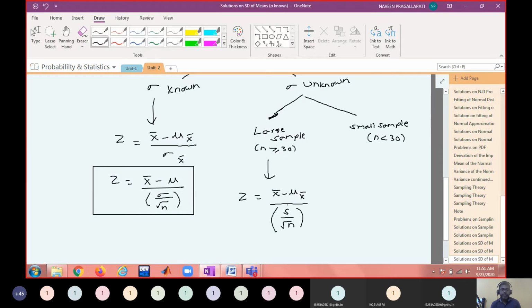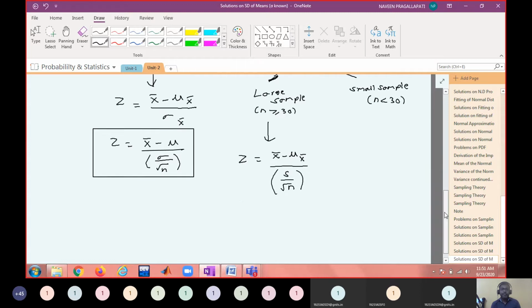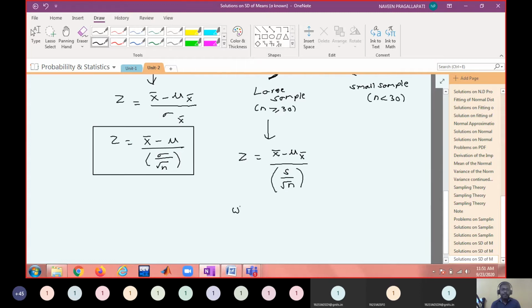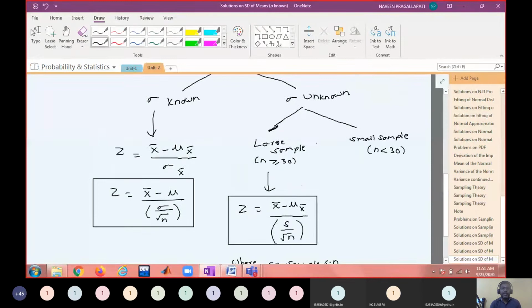Here s is the sample standard deviation. Again, you can compute the normal probability, because I have written Z. Whenever you see Z, that is an indication that you apply normal probability.